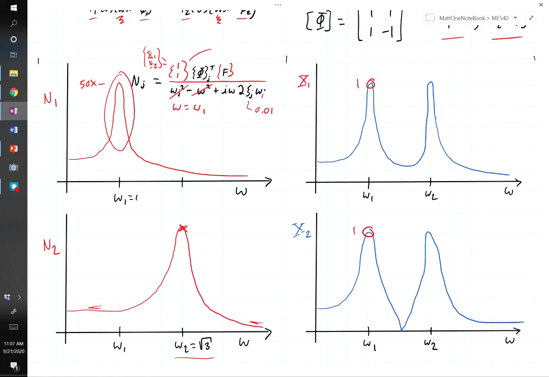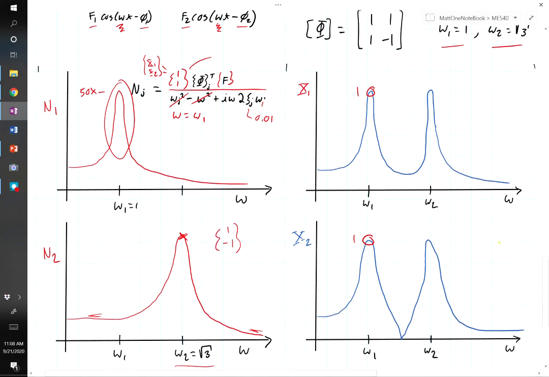And similarly, if we did the same thing with mode 2, this one we're going to multiply by 1, minus 1, because that's the second column of that mode shape matrix. Here we'll have 1, minus 1. And because these plots are usually the magnitude, the minus 1 doesn't really matter. So with this 1, minus 1, we'll see a peak there at that frequency as well. The only difference is when we're near that peak, these will be 180 degrees out of phase.